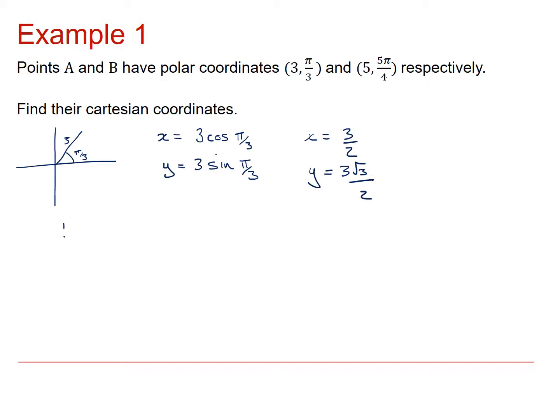Looking at the next one, this angle of 5 pi by 4 up here, well, that's beyond pi. It's actually going to be down here, and this is my angle of 5 pi by 4, and the length is 5. So again, x is equal to 5 cos 5 pi by 4 now, and y is equal to 5 sine 5 pi by 4.